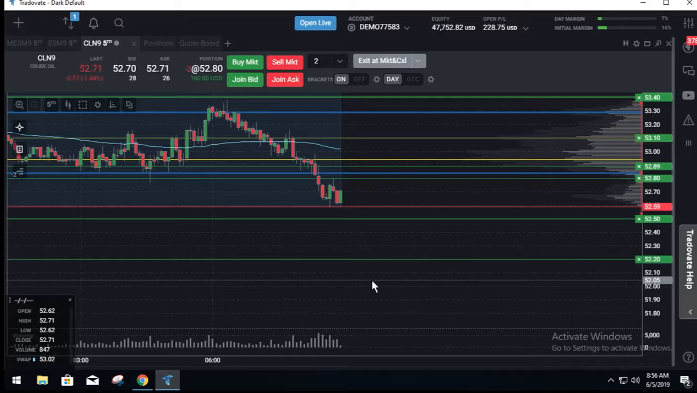Trading is about an if-then scenario. If A happens and B happens, you look for entries at particular points, location.